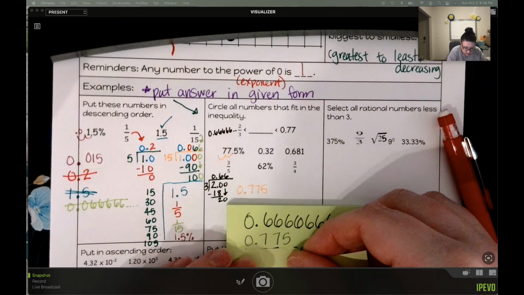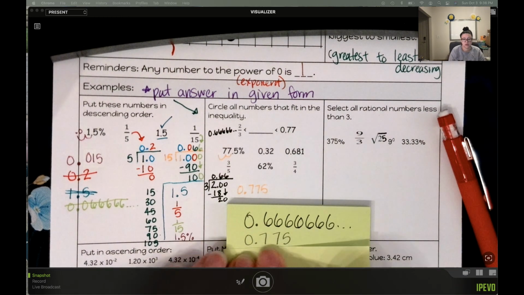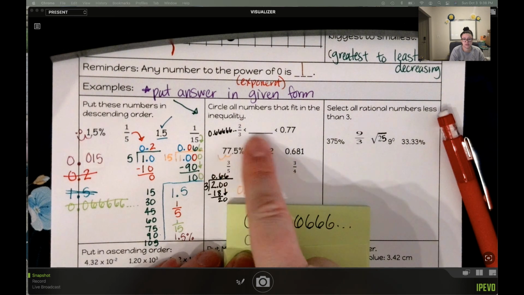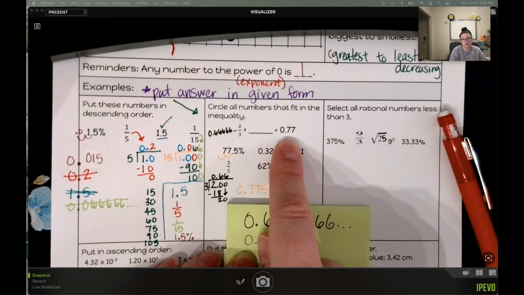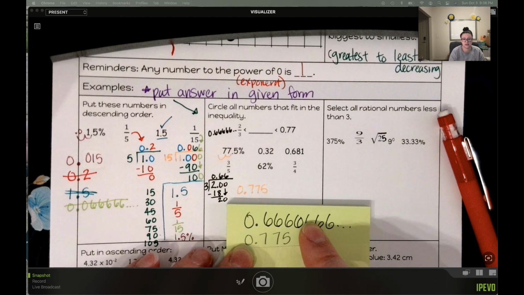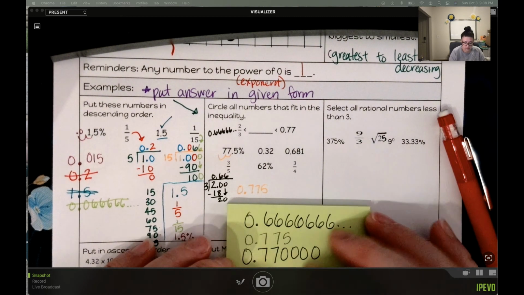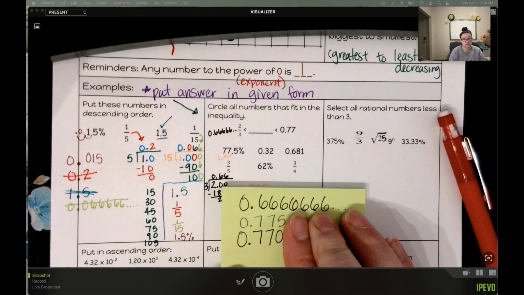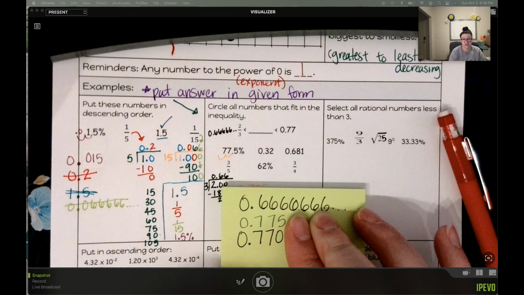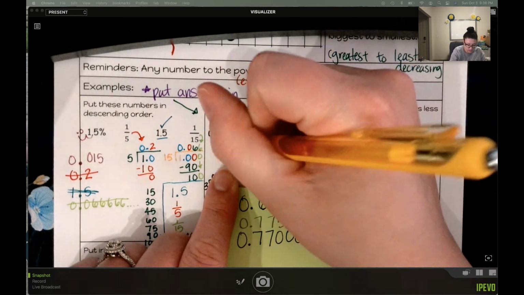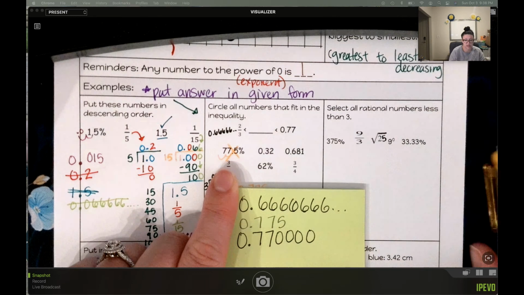So just looking here, I need this number to be bigger than 0.6 repeating and smaller than 0.77. So is my number bigger than that 0.6 repeating? Yeah, it is. Is it smaller than my second number? No, it's bigger than my second number. So this one does not fit in that inequality. It's too big.